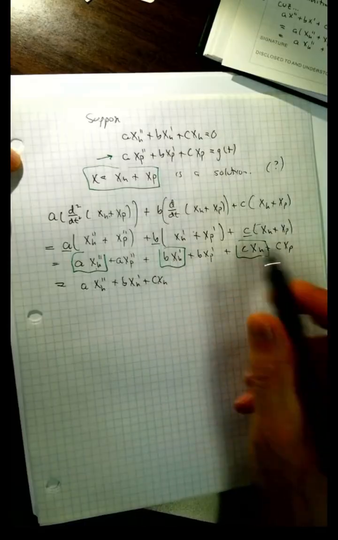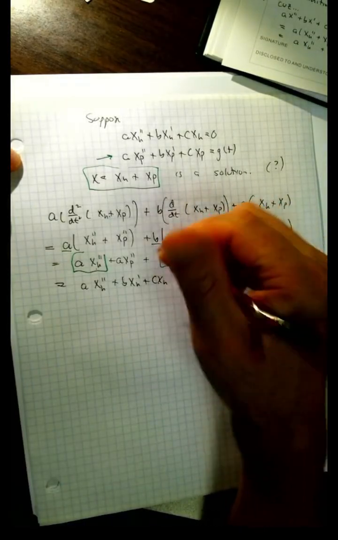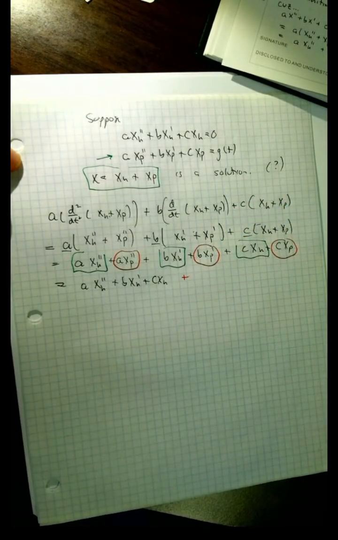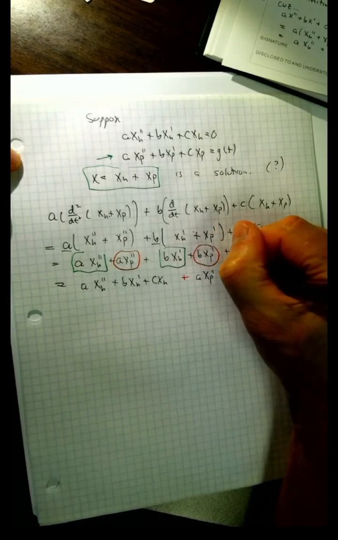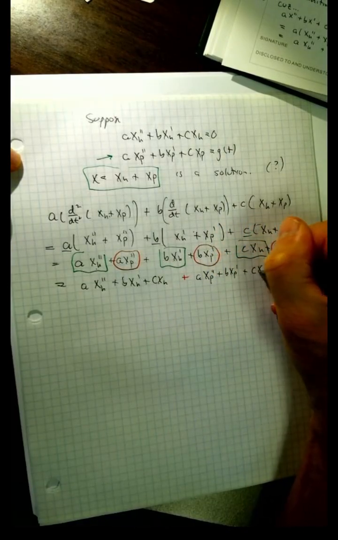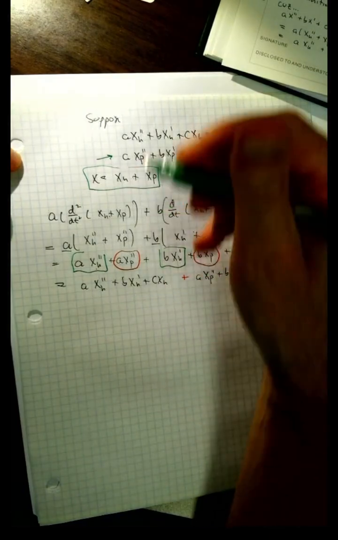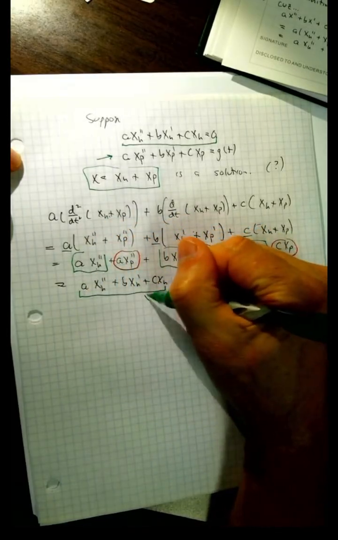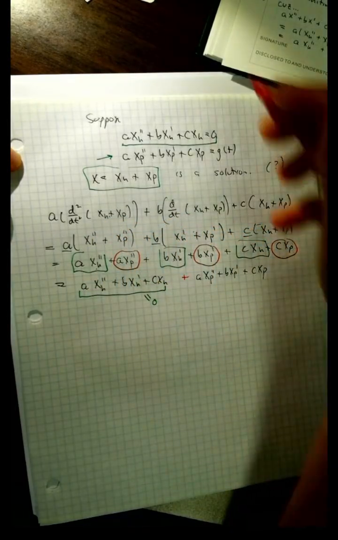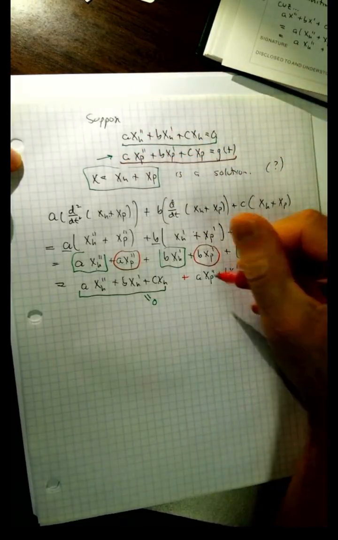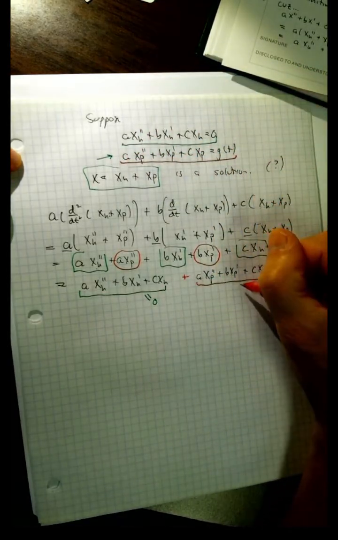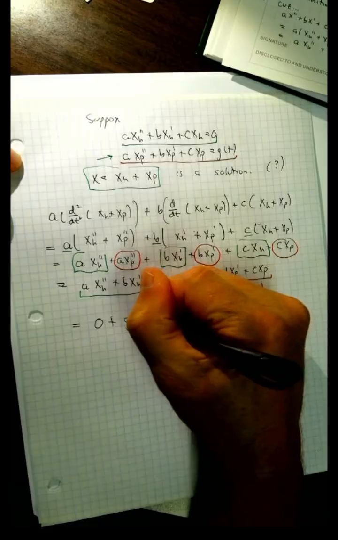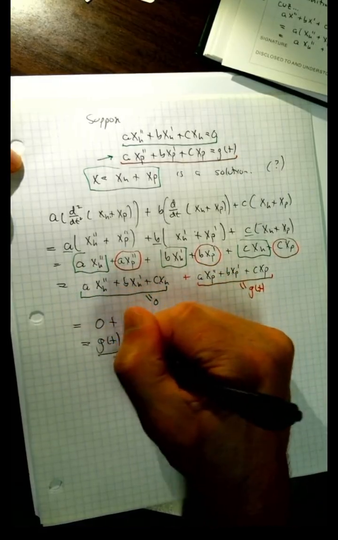So that becomes this term, and this term. And now I'm going to collect anything with the particular solution. So that becomes A xp double prime plus B xp prime plus C xp. The thing to note is we're assuming the homogeneous solution satisfies that, so that is equal to 0. We're also assuming the particular solution satisfies this, which is the original equation, so that's just g of t. So I get 0 plus g of t is just g of t.